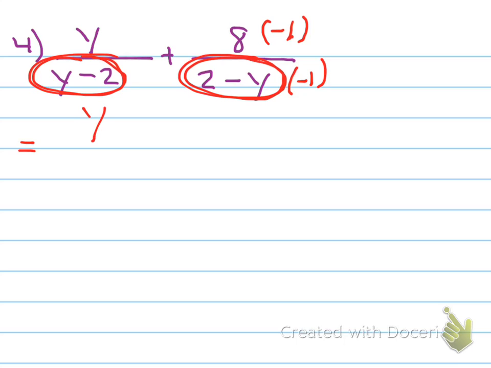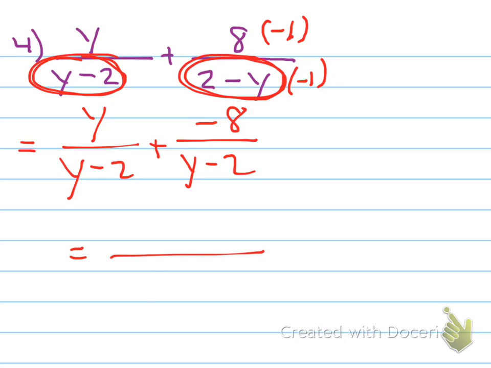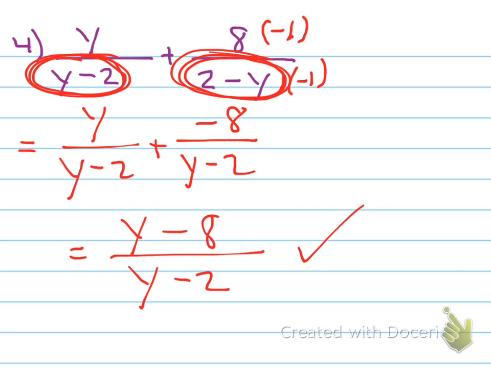So the first fraction will stay intact. We have y over y minus 2. The second fraction, I'll have negative 8 over, and here's the payoff, I end up with y minus 2 in the bottom. And isn't that nice, because now I have a common denominator, so I can just go ahead and add these guys. y minus 2 here, and on top I have y minus 8. And that is it. So the piece of this one is, if you have two denominators that happen to be opposites of each other, you can go ahead and multiply the numerator and denominator of one of them by negative 1.